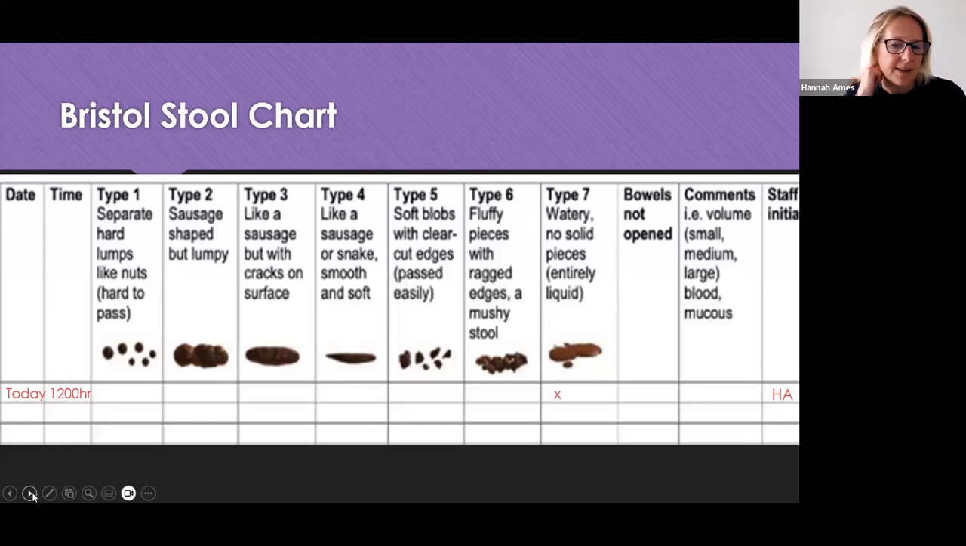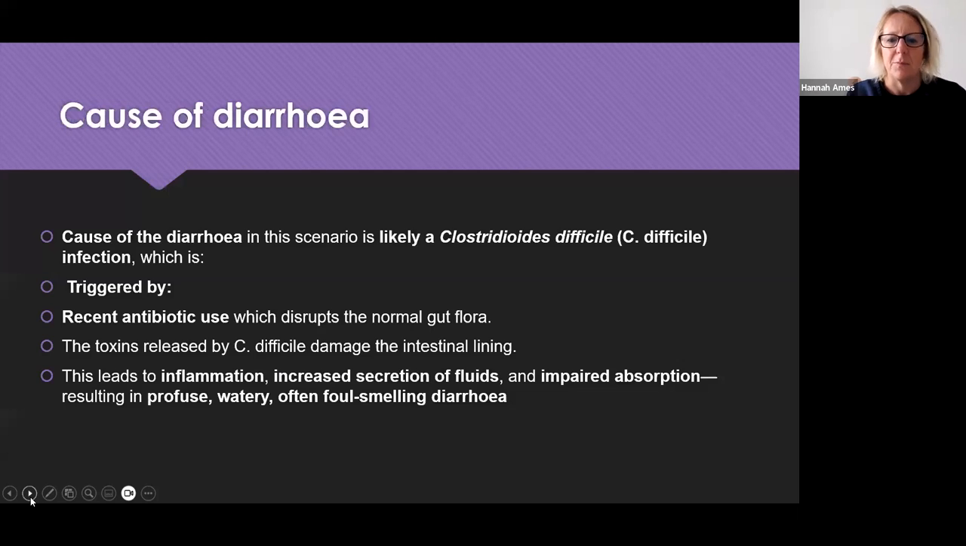So where would we document this? I would document this as a 7, so watery, no solid pieces, cross or tick in the box, my initials, the date and the time. And now we need to think about a care plan for someone with infective diarrhoea. This is most probably a C. difficile scenario because the patient's got a history of antibiotic use, and that antibiotic use disrupts your normal gut flora, and you get the release of toxins, which damage the inside lining and cause inflammation and increased secretion of water, and that results in your diarrhoea. So this is an infective C. difficile based on the information in that scenario.